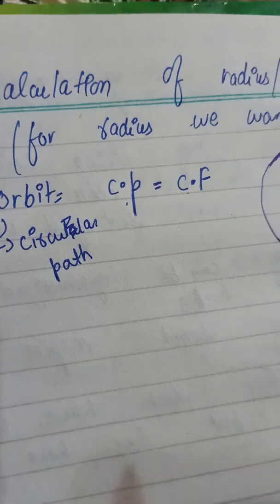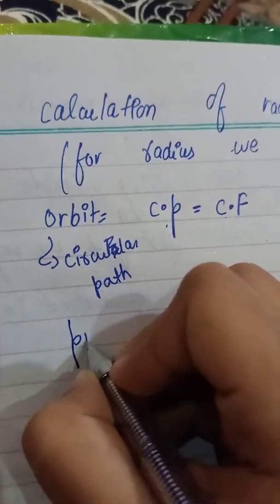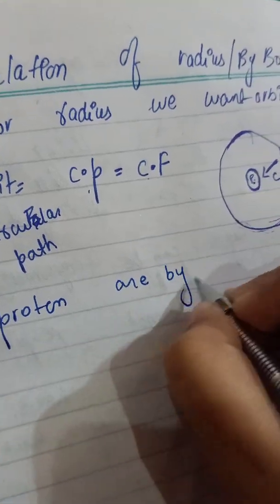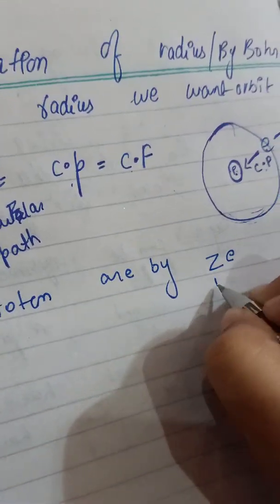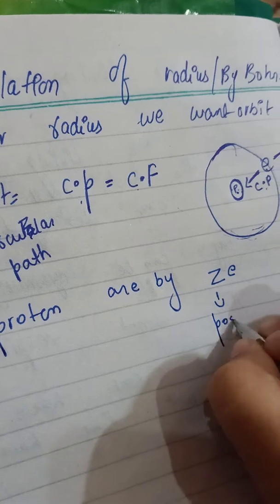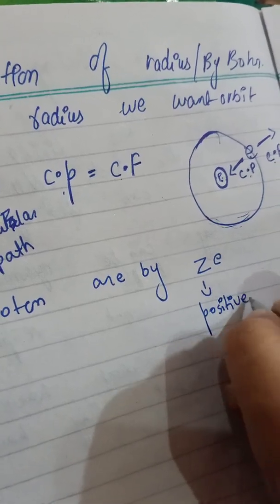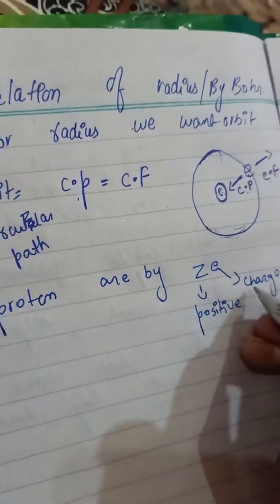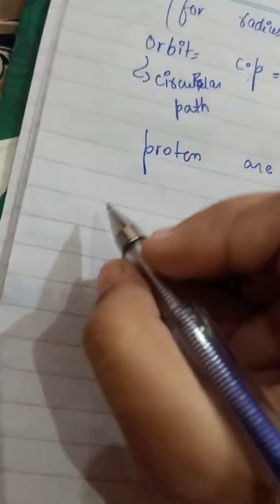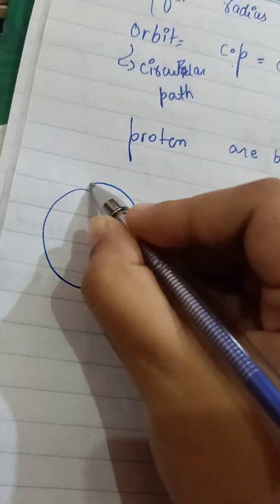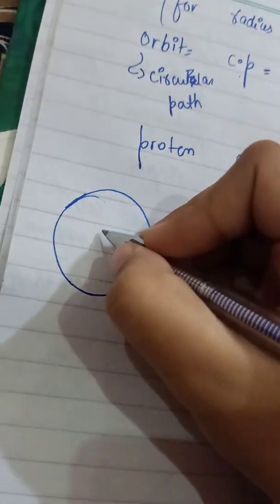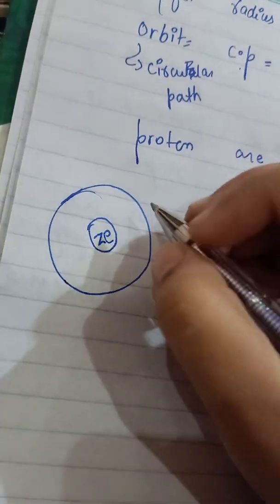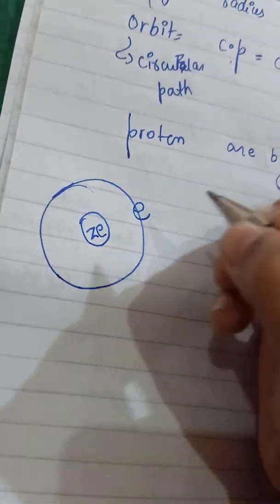Now talking about the proton, as you all know, the proton is denoted by Ze. Z is the positive and e is the charge, so the proton has a positive charge. Now this is the orbit, this is the proton, which is Ze, and here is the electron.